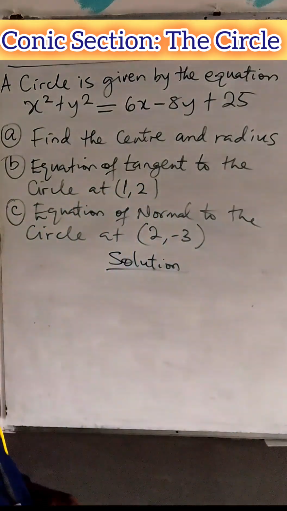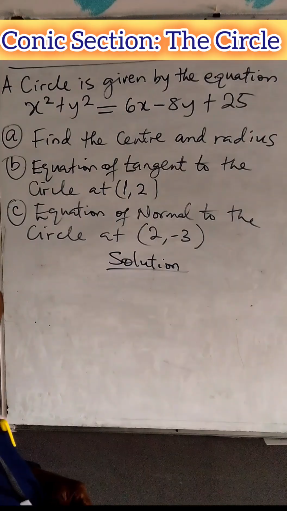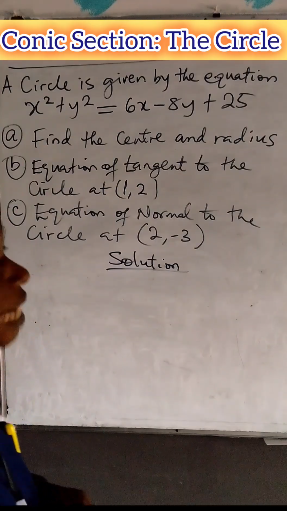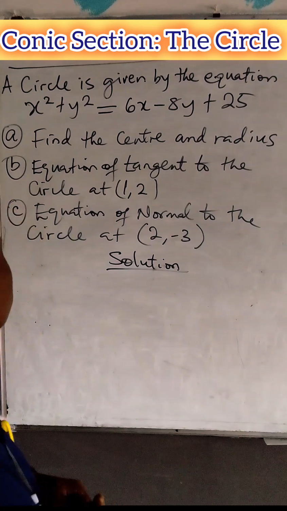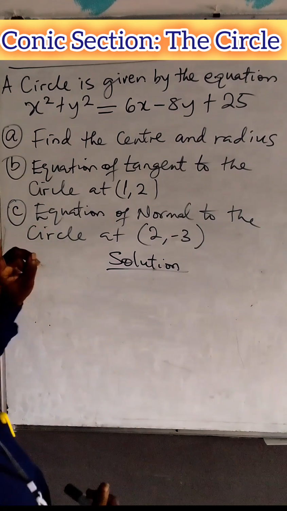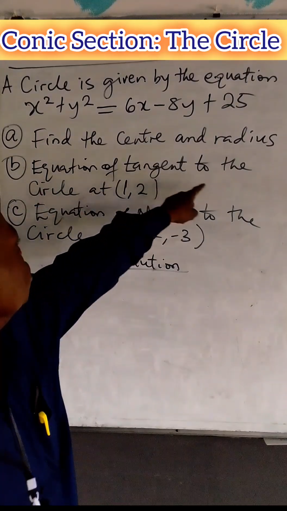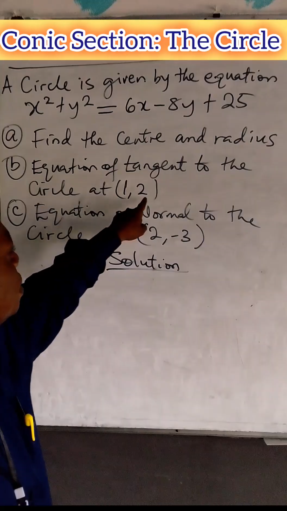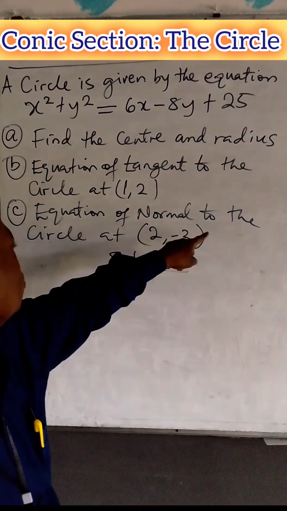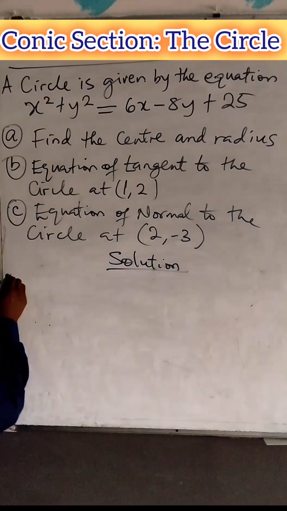The question goes: a circle is given by the equation x squared plus y squared equals 6x minus 8y plus 25. That represents a circle. Now the question goes, find the center and radius. That's the first question. You also find the equation of the tangent to the circle at the point (1, 2), and also find the equation of the normal to the circle at (2, -3). So we pick the first question.